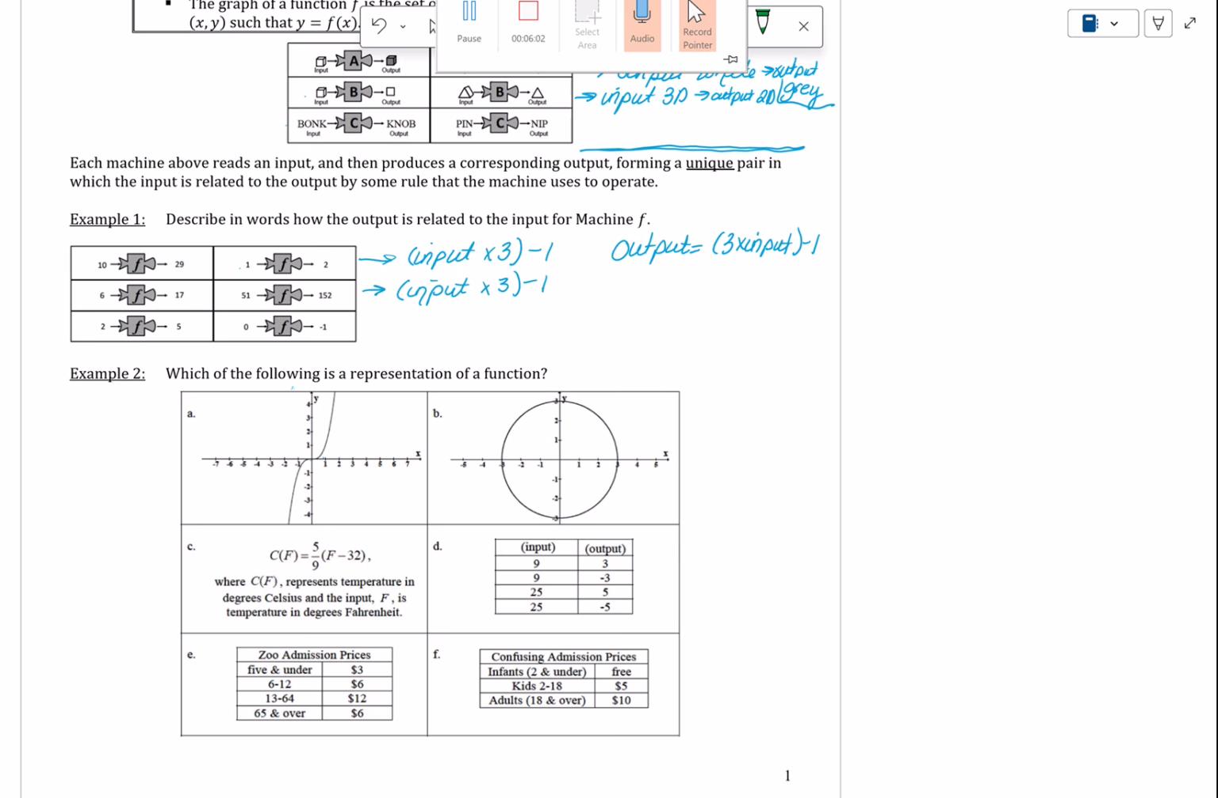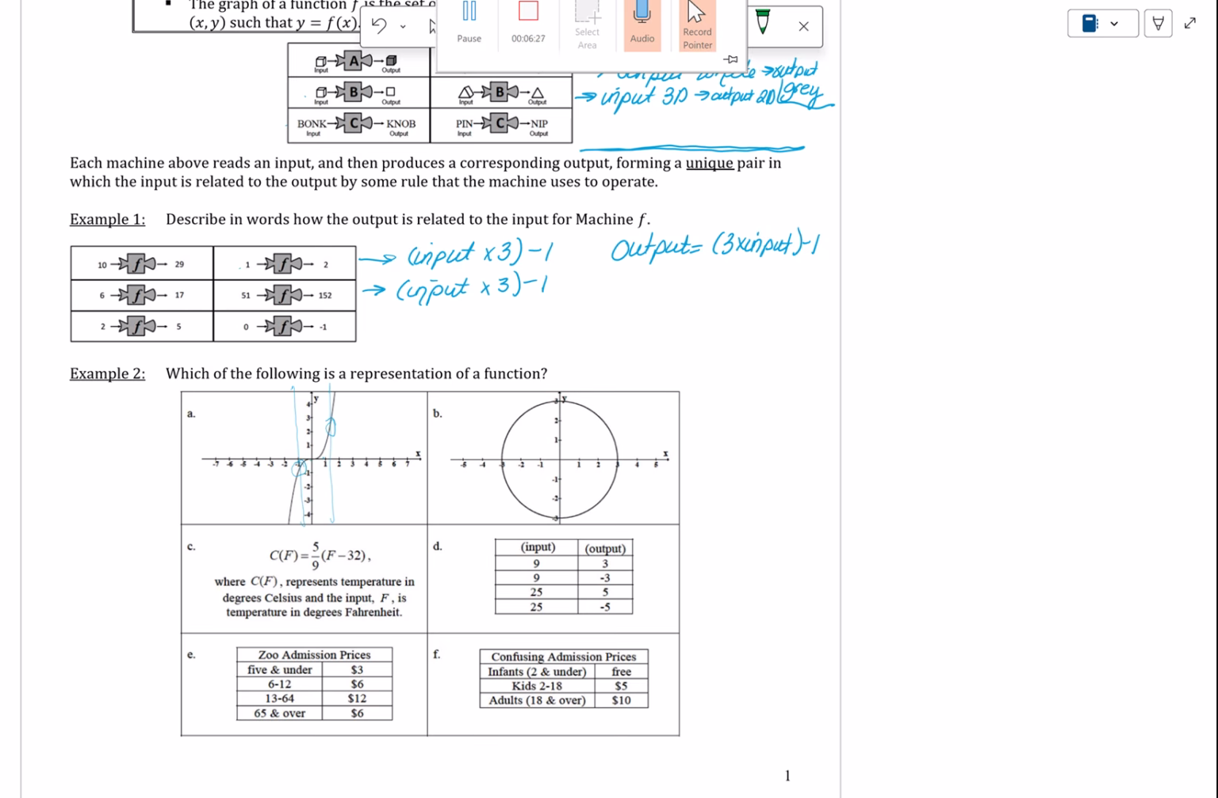And when I draw a vertical line, if it crosses the graph in more than one spot, anywhere I draw a vertical line, then it's not a function, because your outputs are the times it crosses the vertical line, because vertical lines are parallel with your y-axis.